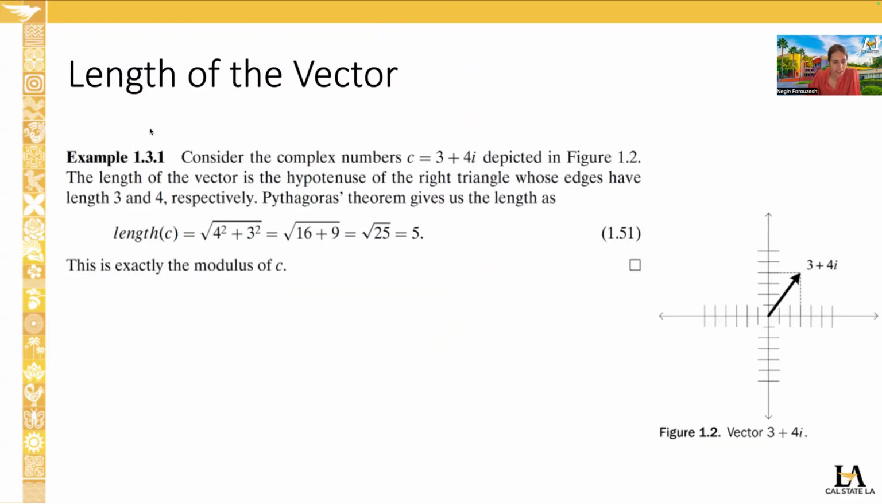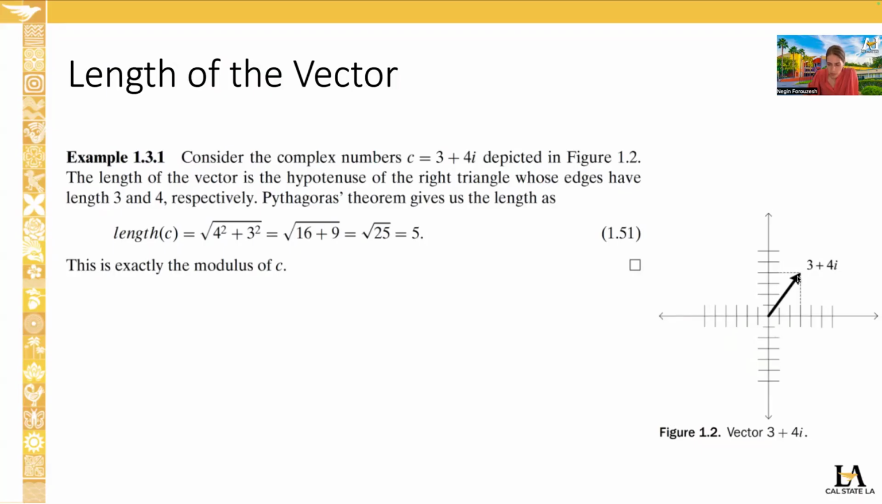And here I define the length of the vector. So let's say that you have a complex number C, 3 plus 4i. So again, on the x-axis, we have real numbers. a is 3, so I have 1, 2, 3, and then 4i. So I go in the positive direction. This is my 4i, and this is the vector connecting the origin of my complex plane to that number.